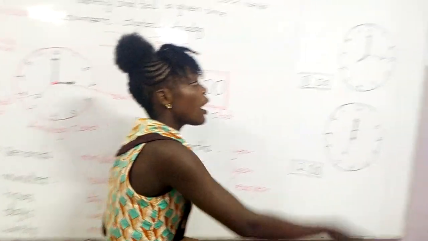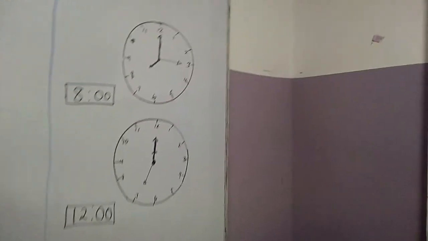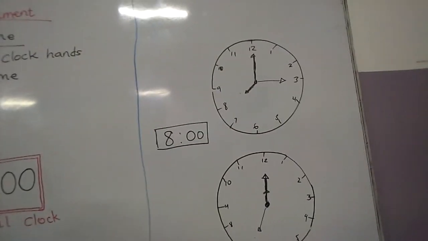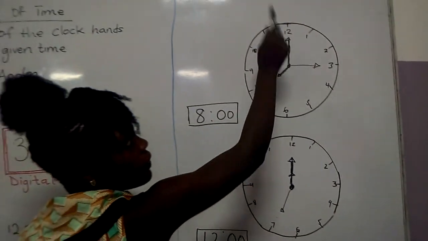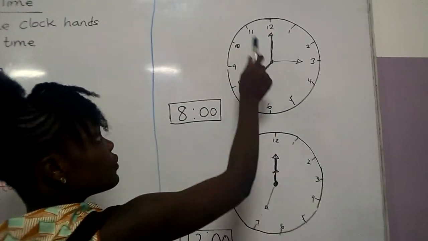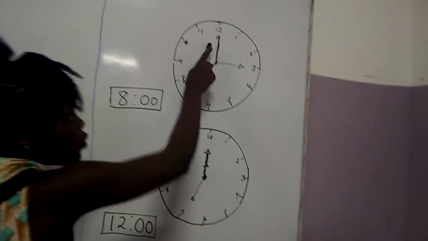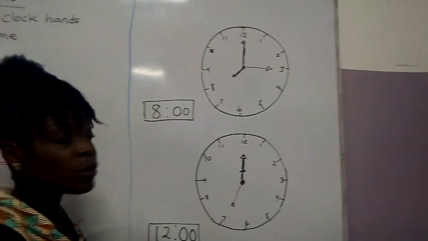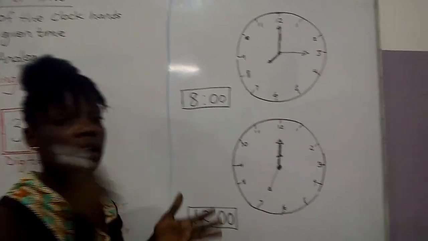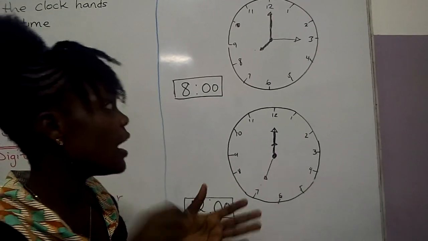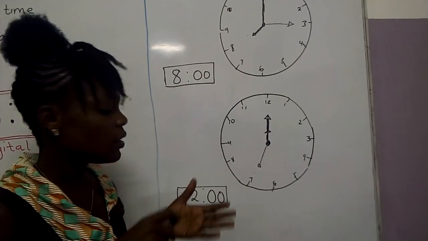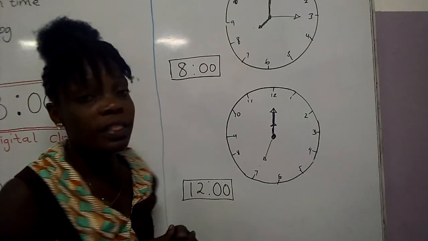When we go to our clock, and we say before you get a whole clock, your thick long line should be on 12, and the short line will tell you the hour. So the short thick line will tell you the hour, and the long thick line tells you the minute.